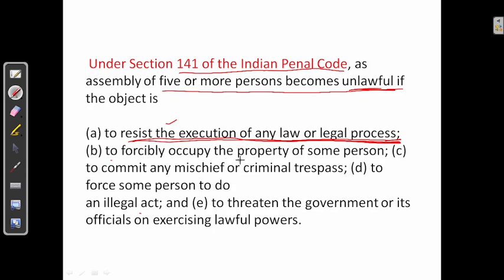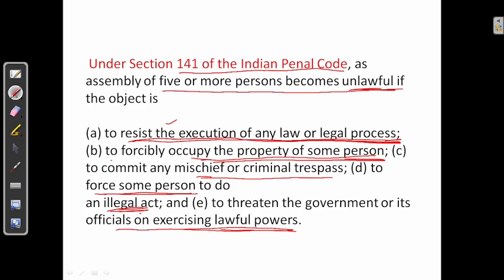Next, to forcibly occupy the property of some person. If they forcibly occupy property of any person, then also it becomes unlawful. Next, to commit any mischief or criminal trespass. If they commit any criminal activities, then also it becomes unlawful. Next, to force some person to do an illegal act. If they force anyone to do some illegal act, then also it becomes unlawful. Next, to threaten the government or its officials in exercising lawful powers, then also it becomes unlawful.